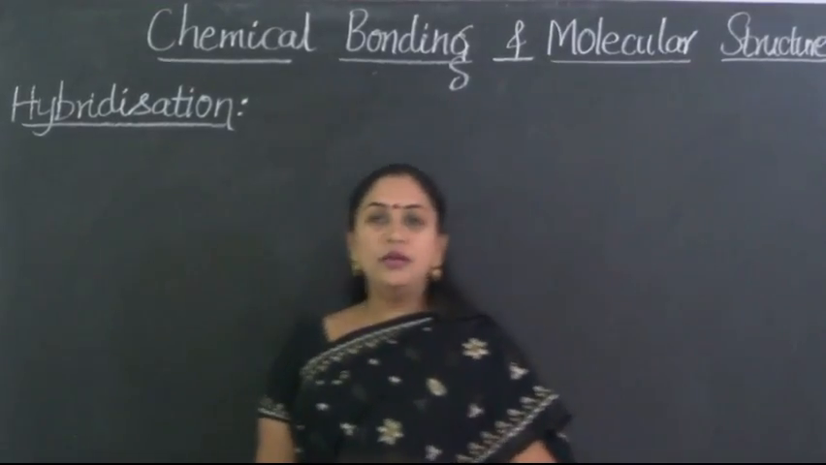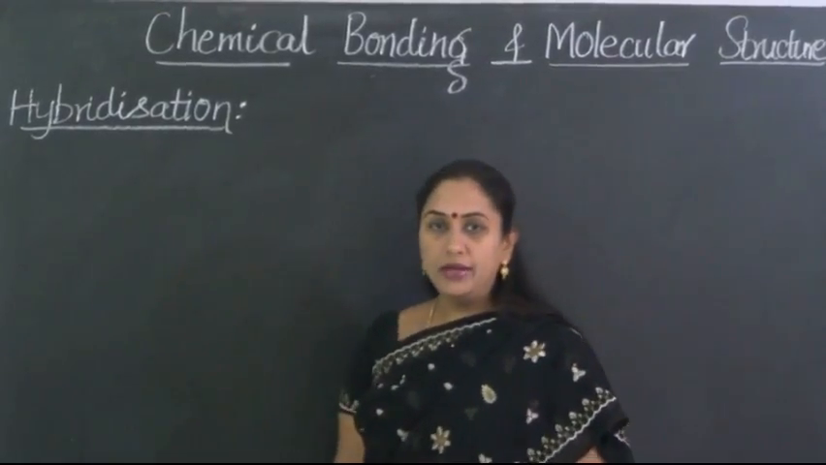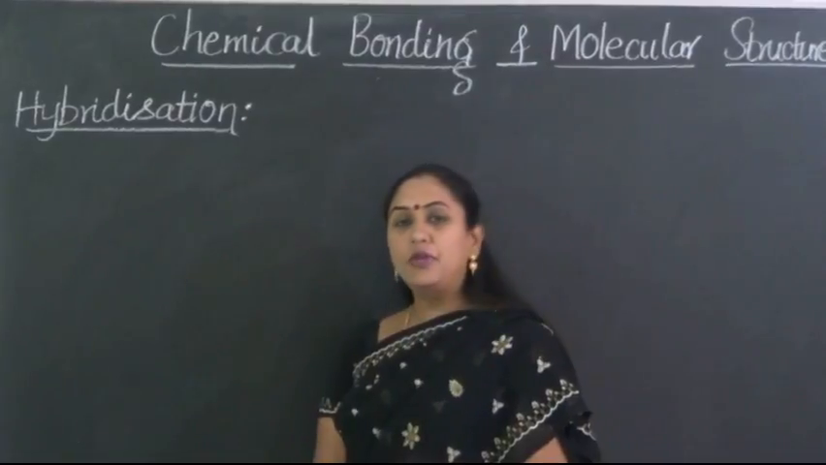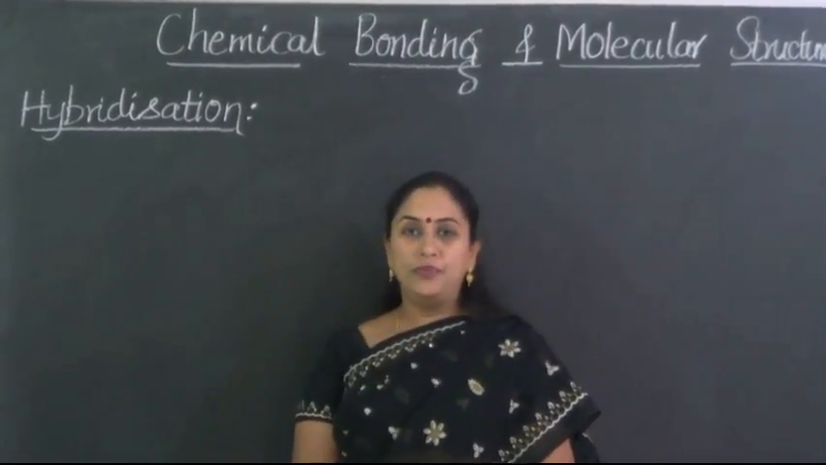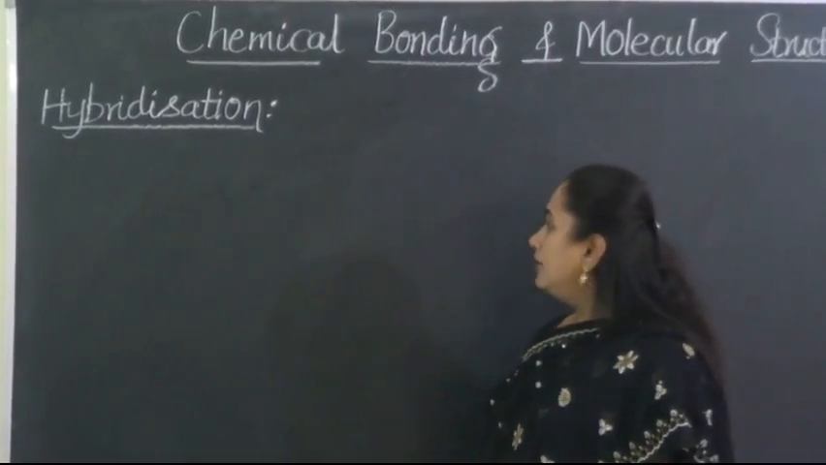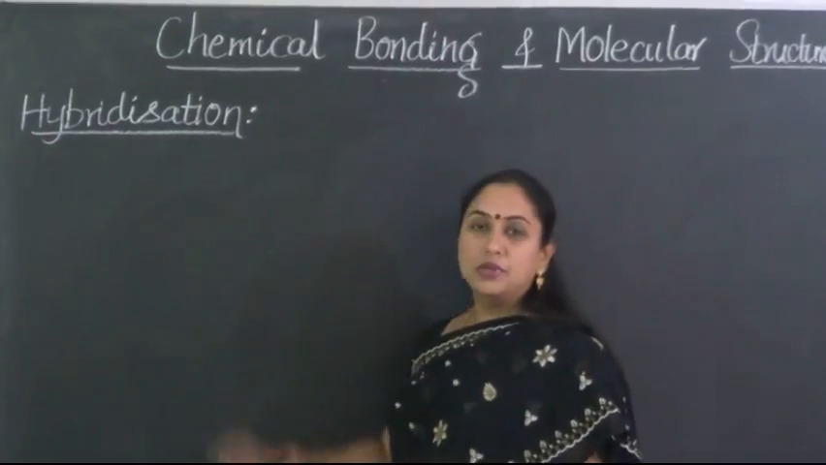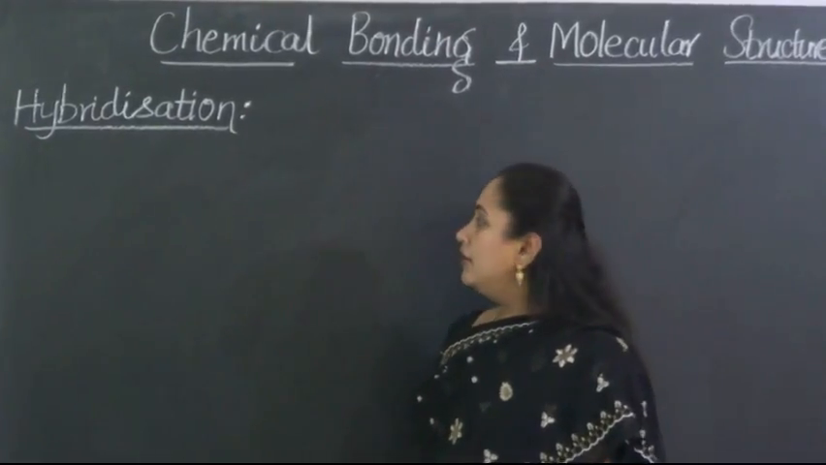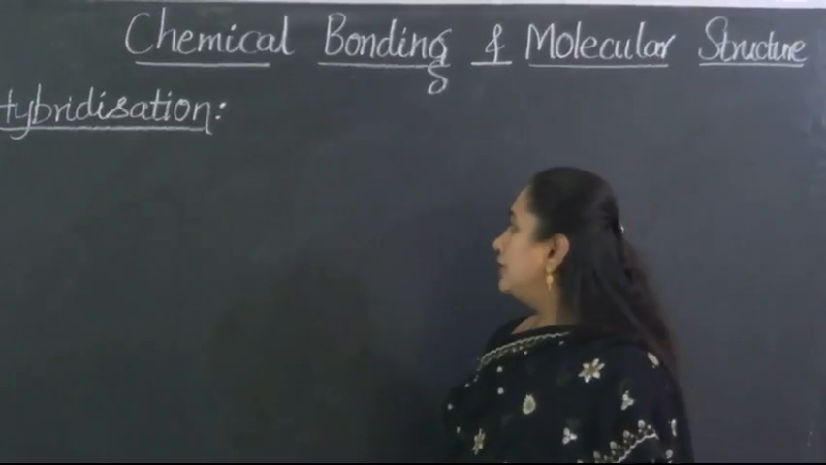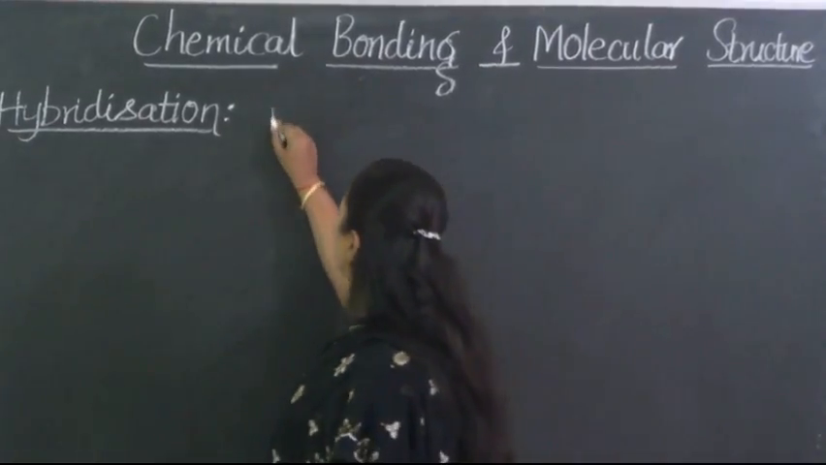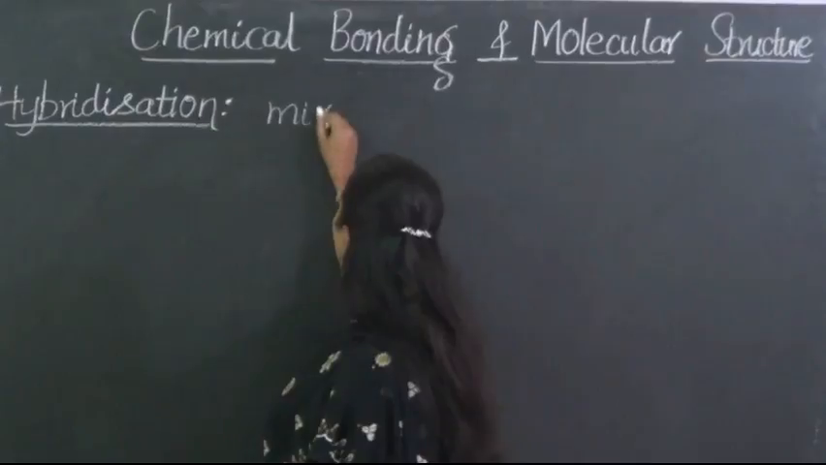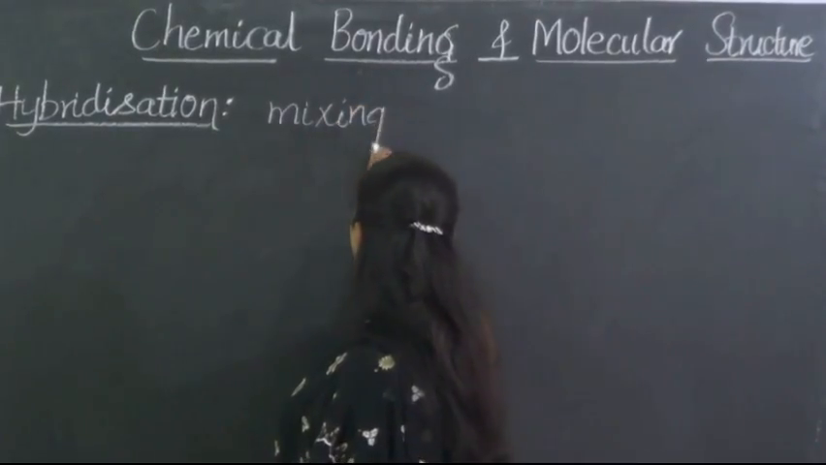Last class we learnt about the concept of VBT, wherein we learnt about the example of formation of oxygen molecule. Now in this session, let us learn about the concept of hybridization. What is hybridization? It is the process of mixing up of atomic orbitals.